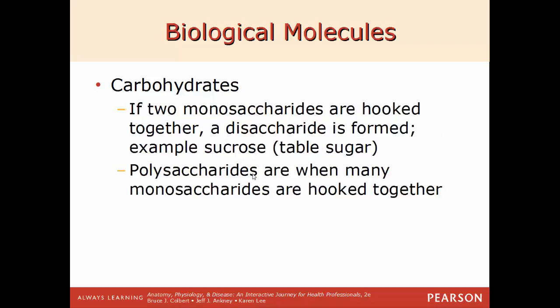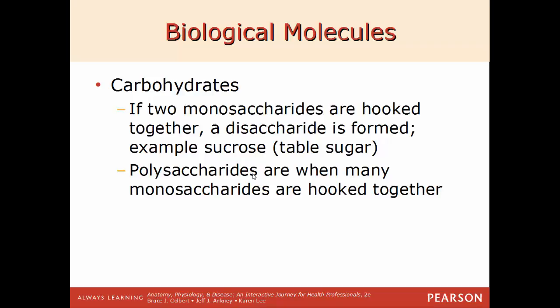If you have two monosaccharides put together, that's called a disaccharide. Di means two. You actually have two units of sugar bound together. A good example of that is table sugar, which is sucrose. And then when you have many monosaccharides bonded together, that's called a polysaccharide. Poly meaning many.